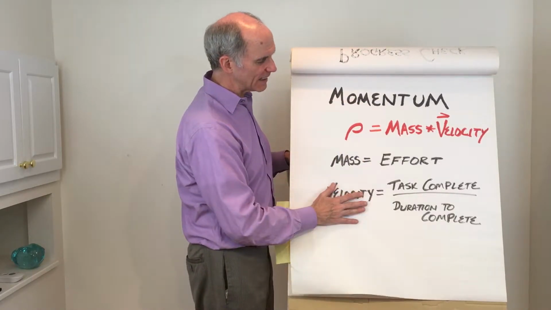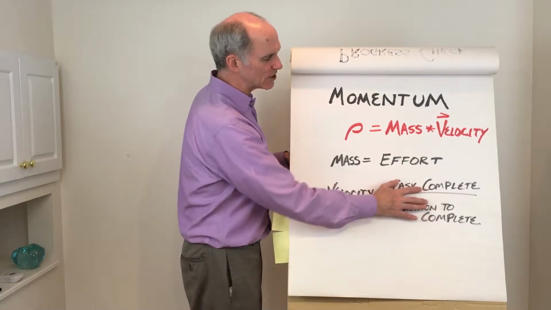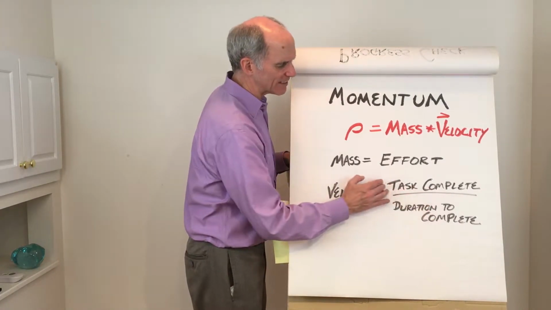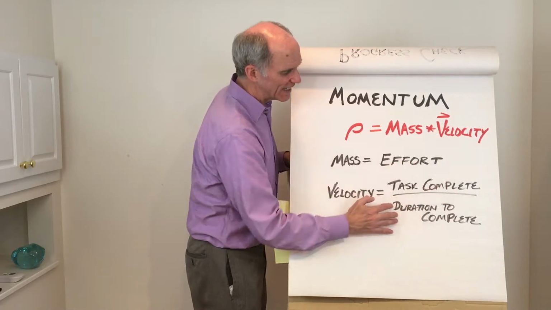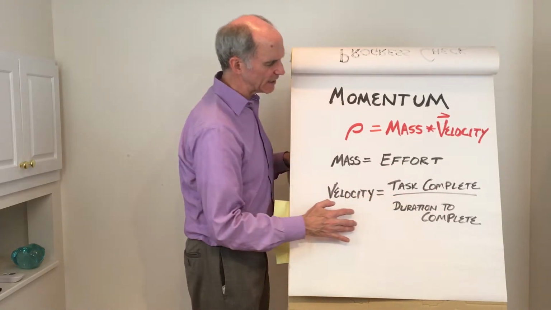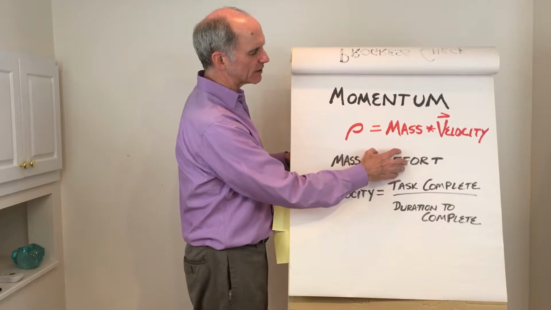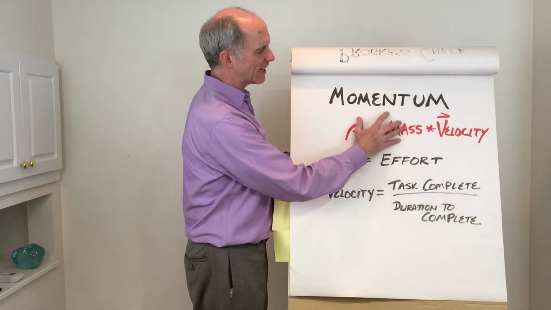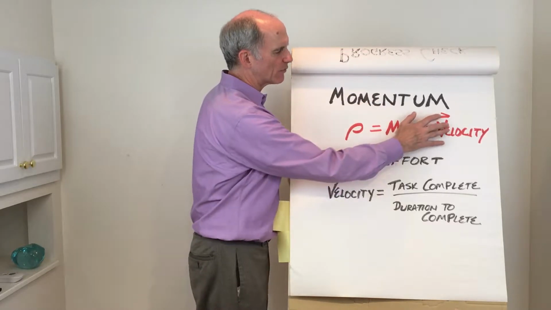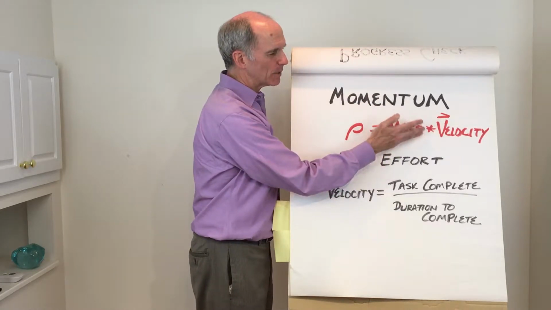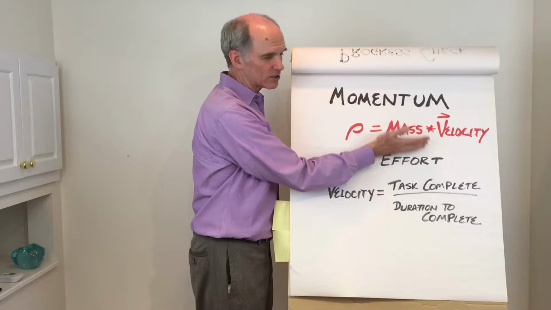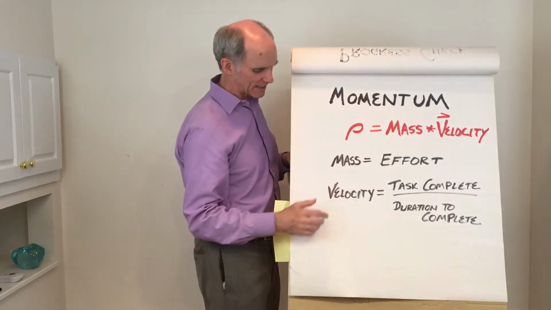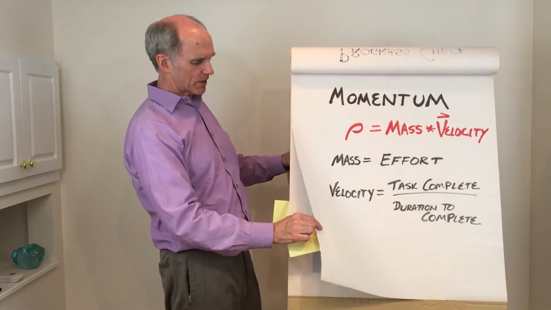Velocity is the task completion of that task over the duration to complete it. This is the distance it needs to travel, and this is how fast we complete it. So the estimated effort divided by the duration to complete it, that's actually what momentum is. And don't ever forget that little vector on top, because if you're off on your vector, you're not going towards B, you're going a little off of B. We'll talk about that in a future channel at some point.